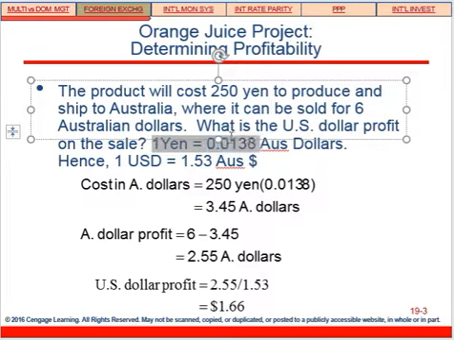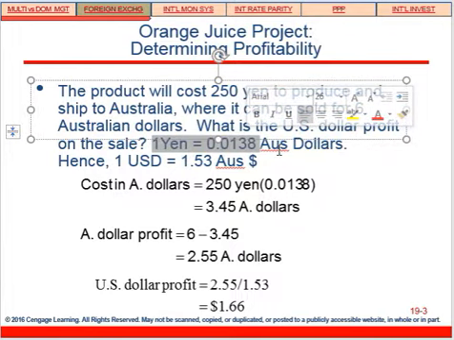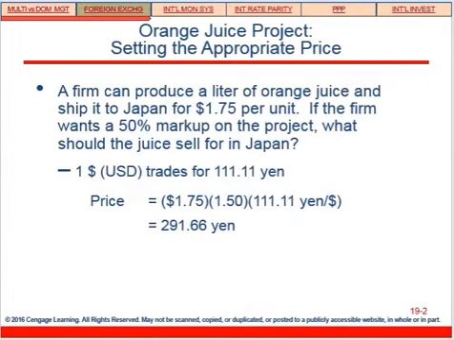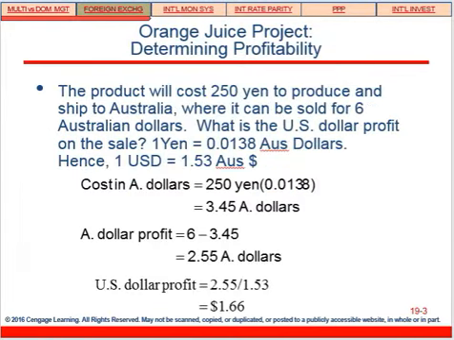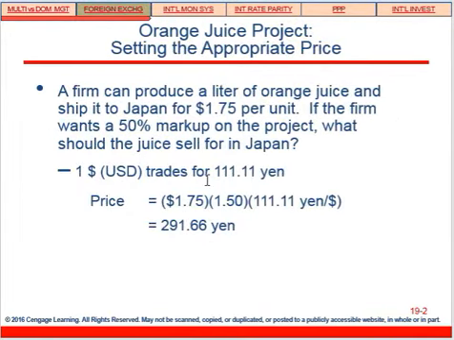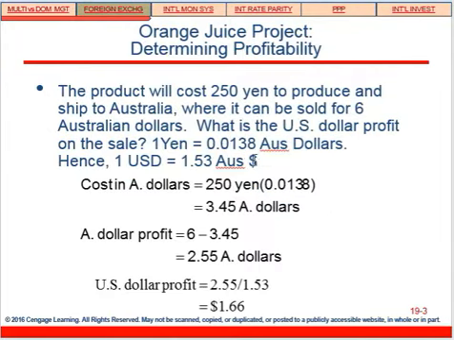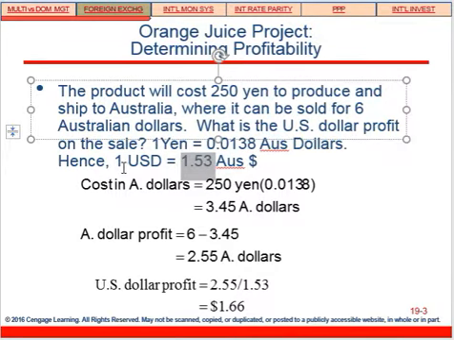Now 1 yen is 0.0138 Australian dollars. We know that $1 is 111.11 yens, and hence if you multiply 111.11 by 0.0138 Australian dollars, you'll find that the exchange rate between US dollar and Australian dollar is 1 USD is 1.53 Australian dollars.